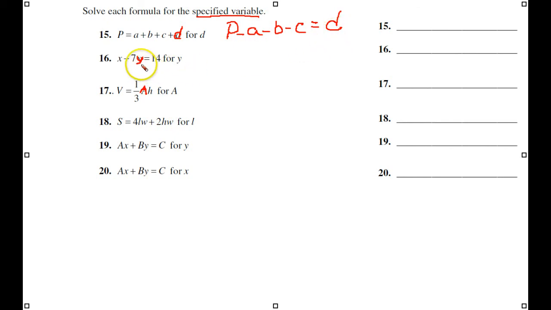All right, here we want to solve for y, and we want y to be positive. So there's a couple of ways to do this. Let's do it the traditional way. So we're going to take the x, there's my negative 7y, going to transpose the x. On this side it becomes a negative x plus 14. Now to solve for y, I'm going to divide everything by a negative 7.